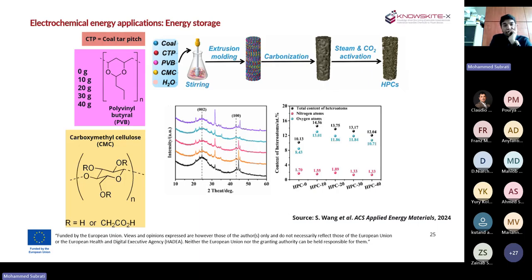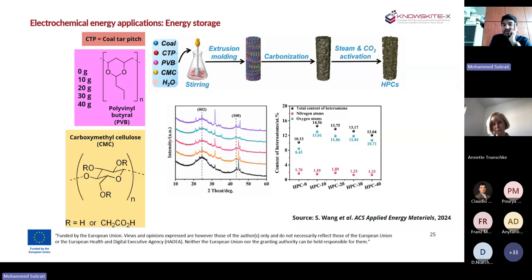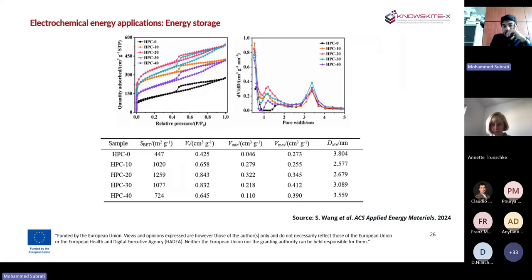In this work, they mixed coal tar pitch with polyvinyl butyral and cellulose together in an aqueous mixture to plasticize it, and then extrude it, carbonize it, pyrolyze it, and then activate it to produce the microcarbons. As you can see, you produce this porous graphitic structure from XRD. And from the elemental analysis, you have the nitrogen and oxygen functional groups serving as redox sites for the pseudocapacitance.